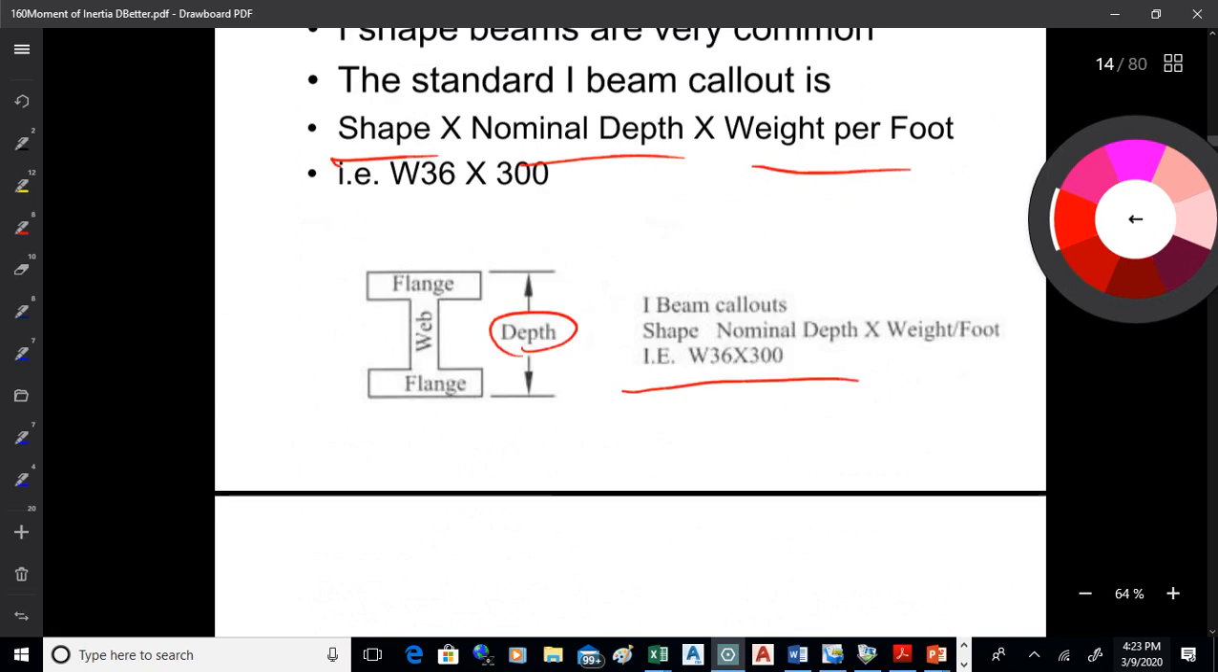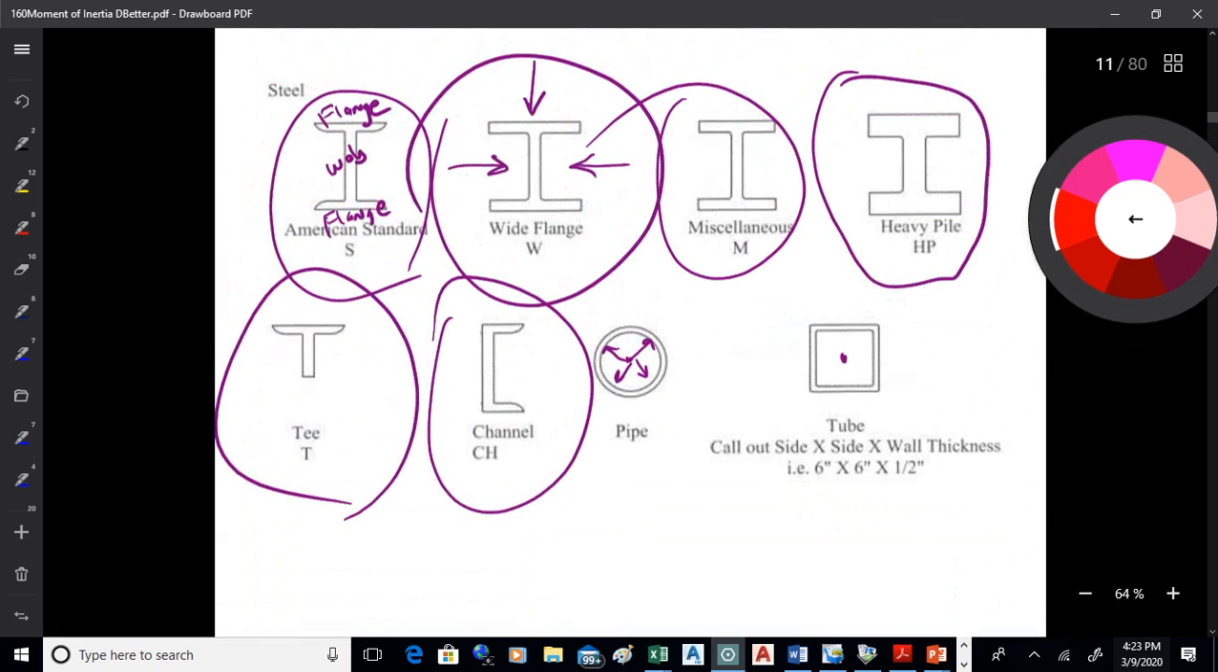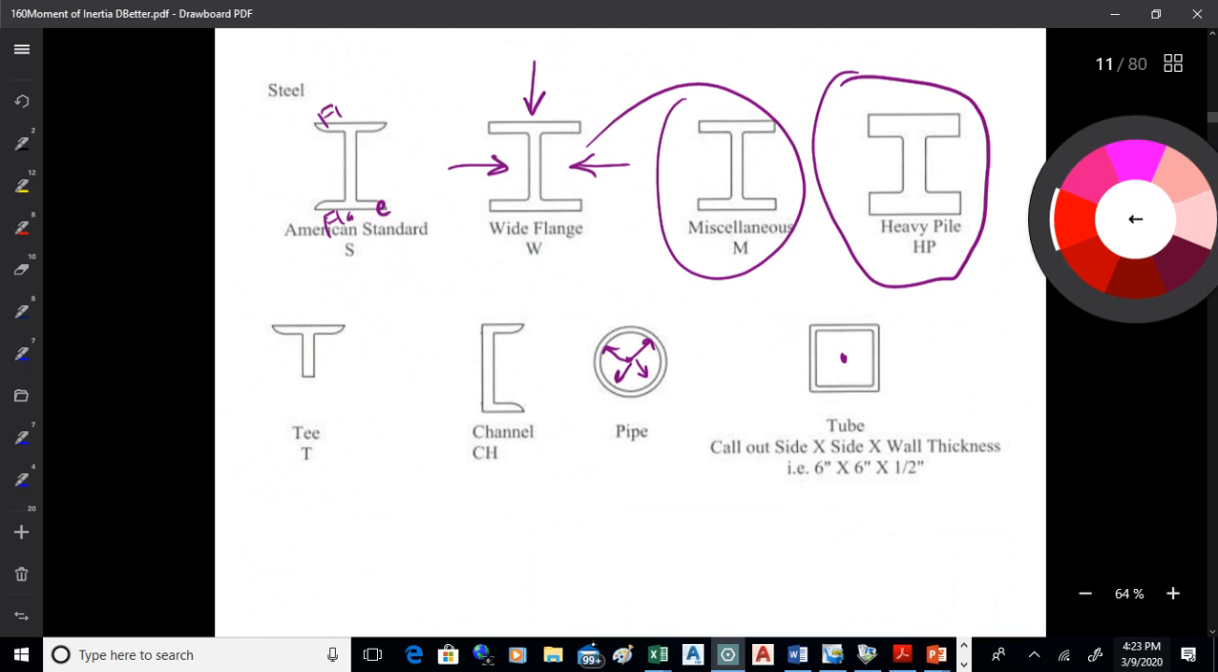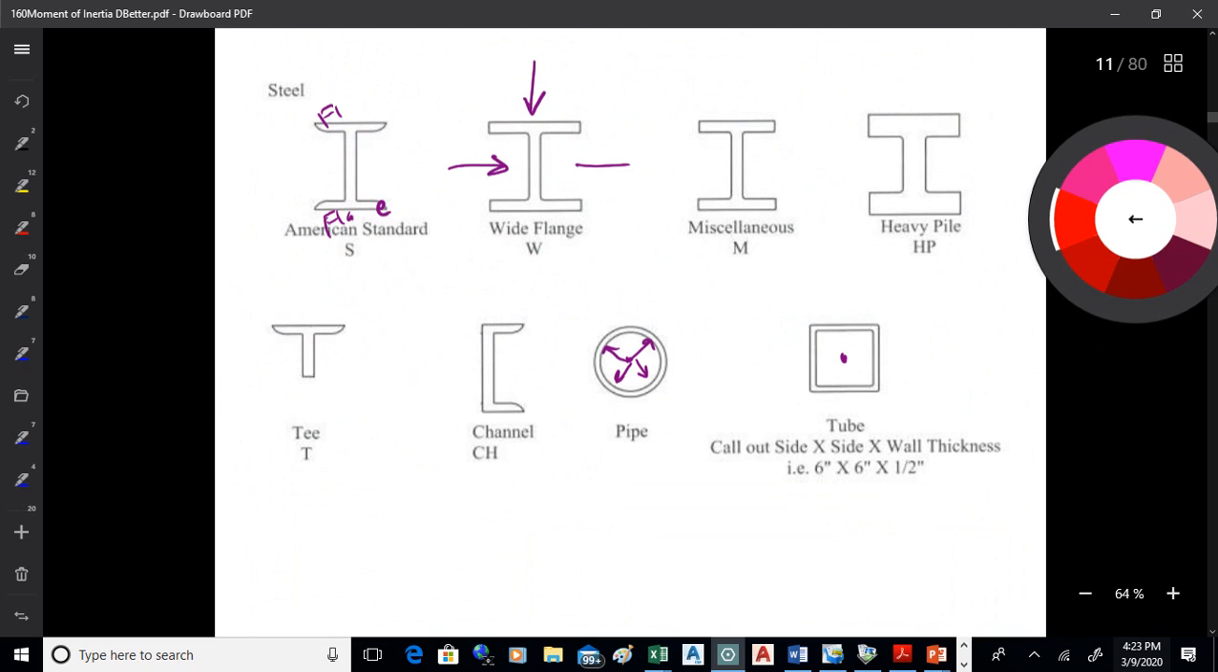All right, so that's just a little bit of what's going on with that. They have tables for beams. You can look up different values for them. They're standard shapes. You can look up tables of I-beams on the internet, and you get all that information that you need to do design work with.